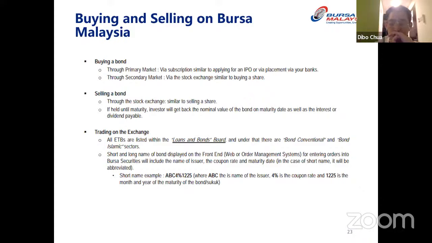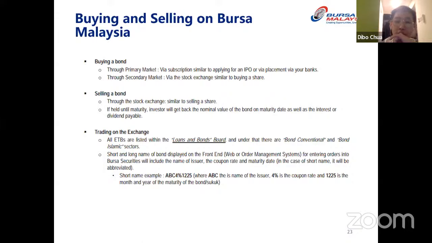If you want to buy a bond, there are definitely two ways, primary market or secondary market. Primary market means a subscription, you subscribe to the company bond when they first put it up. But usually this primary market is very high, as I said, like over the counter, like 250,000 for one bond particularly. For secondary market, it's like buying and selling shares in the platform.